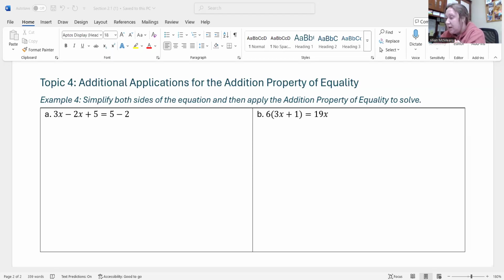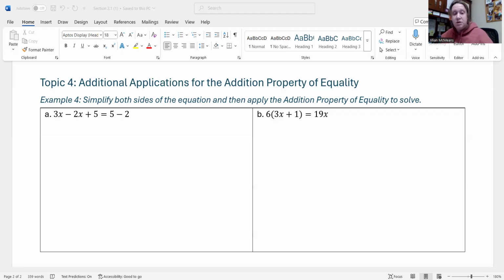Okay, so we're going to have to do a little work first, and then we can apply the addition property of equality. And this is very typical. In a normal equation, we're going to get equations that have lots and lots of steps. The first thing we do is try to simplify each side as much as we can before we start applying properties. So for this first example, we want to look at the left-hand side separate from the right-hand side, and simplify each of those independently.